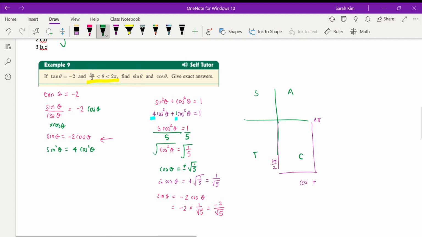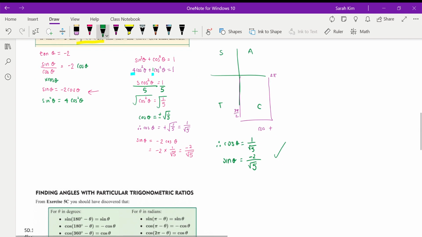So therefore I'll just write my final answer. Cos theta was 1 over square root 5. Sine theta is minus 2 over square root 5. So that's what I worked with. Let me just double check the answers quickly. So I've got cos theta. Brilliant. Perfect.